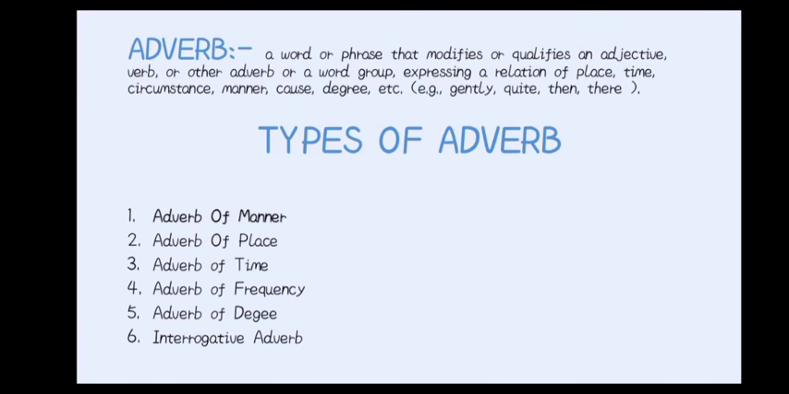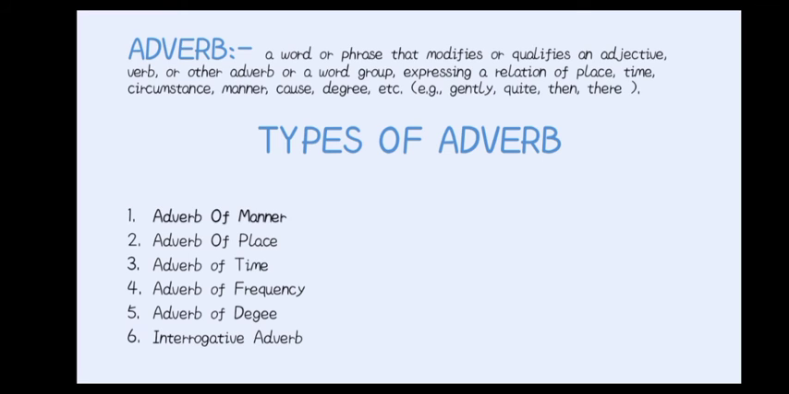See, adverb of place is nothing else but it shows you where the action is being performed, right? Suppose I say that I did not find the cat anywhere. So anywhere is telling you where the action is being performed. Okay. Now, coming to the next, that is your adverb of time.